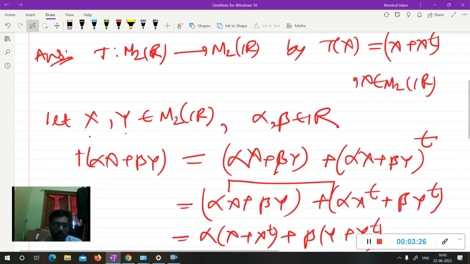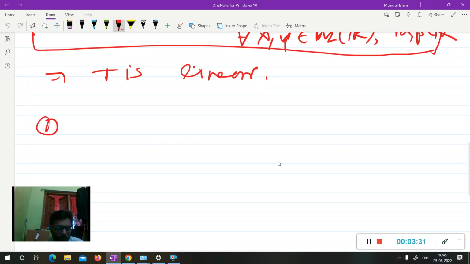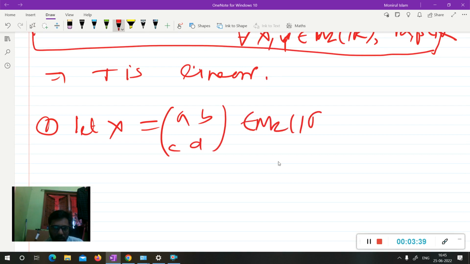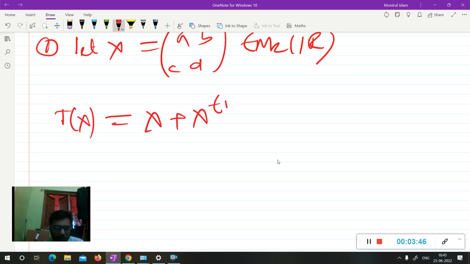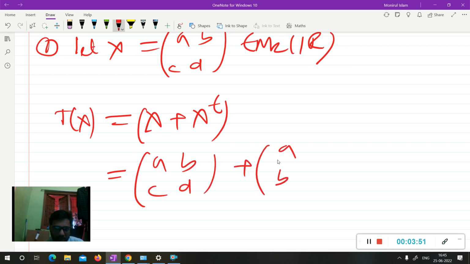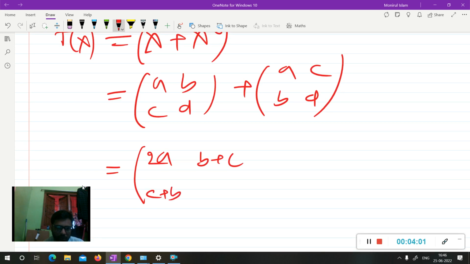So now we are going to find its rank. I am choosing x to be an arbitrary matrix, with a, b, c, d belonging to R. Then what is T(x)? T(x) will be x plus x transpose. So this gives the matrix a, b, c, d plus its transpose, which is 2a, b plus c, c plus b, 2d.